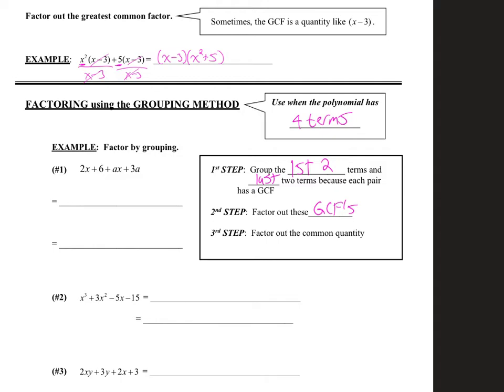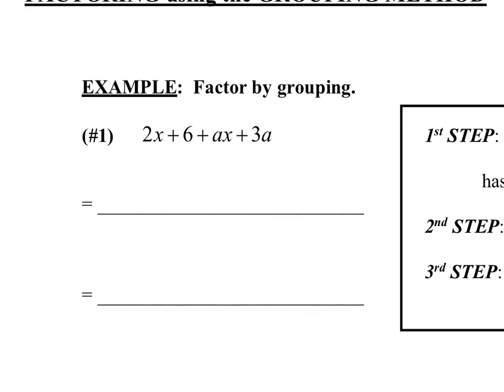All right, so we have 2x plus 6 plus ax plus 3a. First thing we're going to do is split it right after the second term. We're going to go like this. We're going to split it there, and then I'm also going to list the signs of all the terms, okay? So, what are the signs of the first 2 terms, 2x plus 6? Well, these are both positive, right? So I'm going to put 2 positive signs above them. What about the second 2 terms?